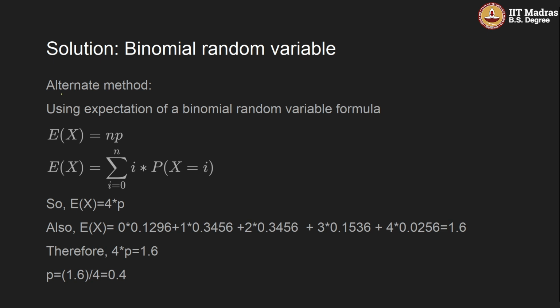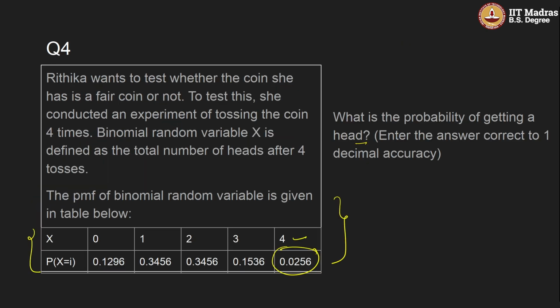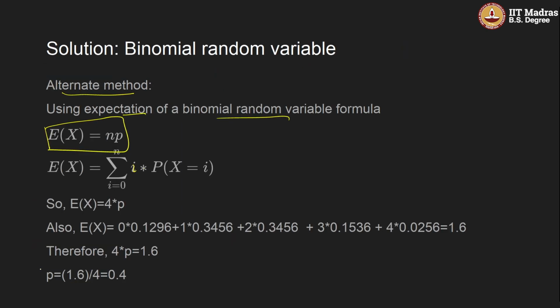And there is an alternate method also. We know the expectation formula for a binomial random variable: it is np. And how do we calculate expectation for a random variable? It is the summation of i times the probability at point i. The probability mass function is given to us in the question, so by using this, we will calculate the expectation of x. That will be equal to 1.6.